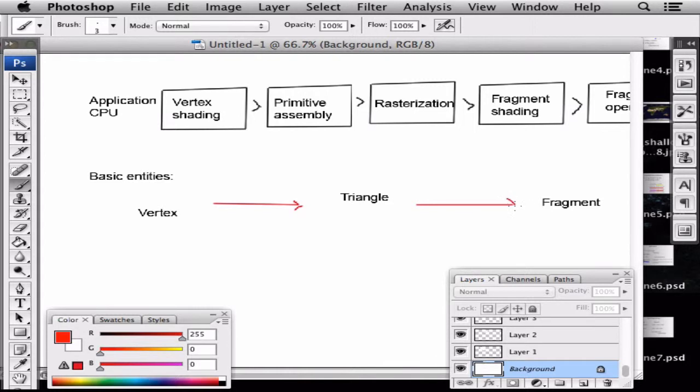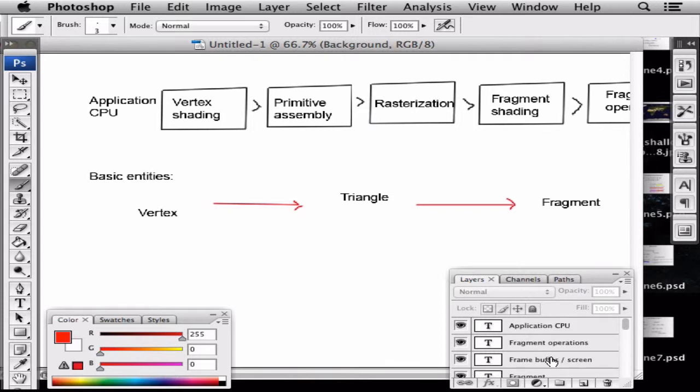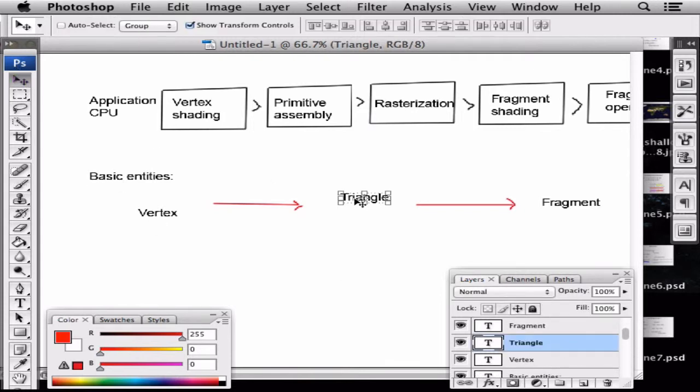So this is just another way of looking at what is the data that we operate on. But the reason I mention these entities is because this is what the shaders operate on. Specifically, the vertex shaders operate on vertices, and the fragment shaders operate on fragments. And in between we have these triangles, and we'll see later how they fit in.